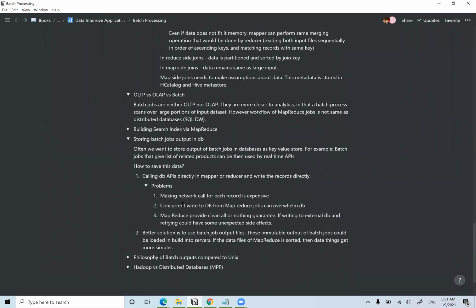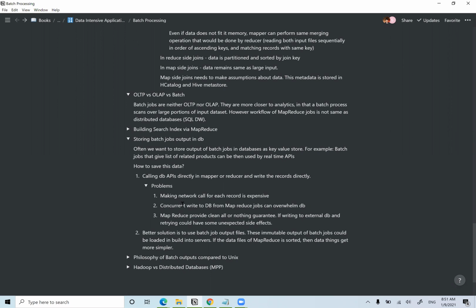First thing is that making network calls for each record will be expensive. And then, because these batch processing jobs run concurrently, your database could be overwhelmed because there will be a lot of writes happening to your database, right?